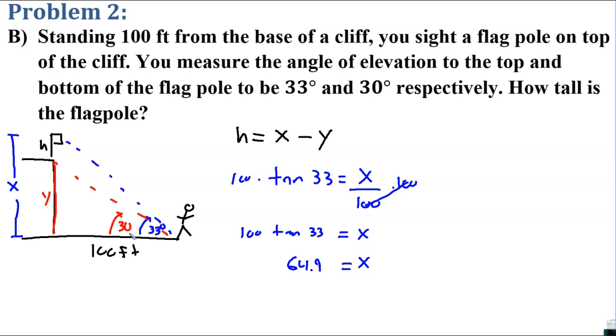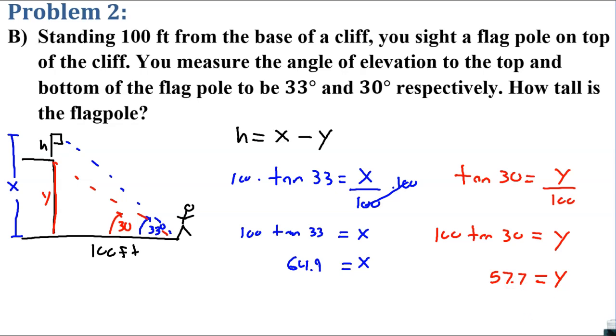And the same idea for this smaller triangle with a 30-degree angle. We have opposite y over the adjacent 100. We'll say tangent of 30 is equal to opposite y over adjacent 100. Multiply both sides by 100, we get 100 tan 30 is equal to our y. Now when I plug that in, I end up with y is equal to 57.7. All right, so x minus y will be the x, 64.9, minus the y, 57.7, for a grand total of 7.2 feet for the flagpole.